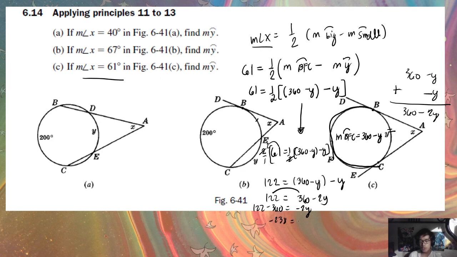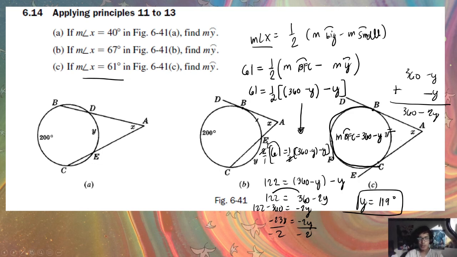So negative 238 is equal to negative 2y. Dividing both sides by negative 2, that should give us positive 119 degrees. So therefore, the measurement of arc y is just 119 degrees. And that's how we solve the three problems for angles between secants.